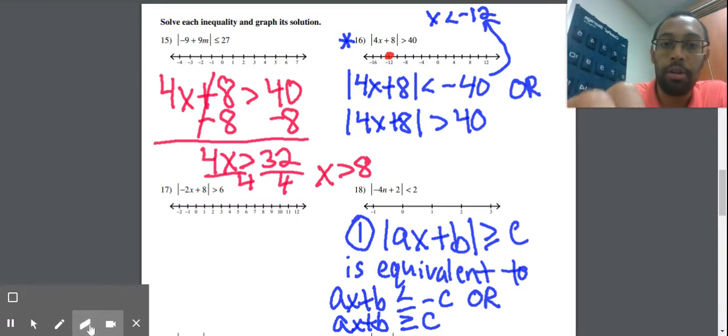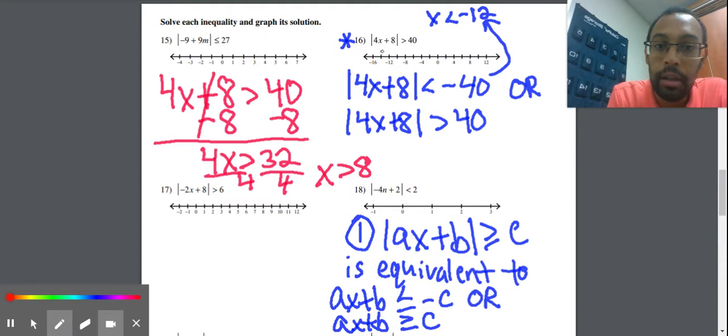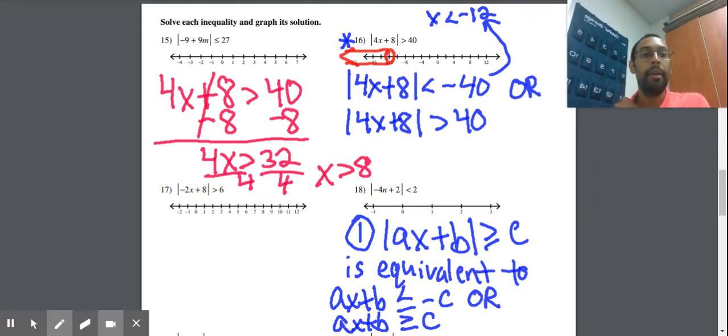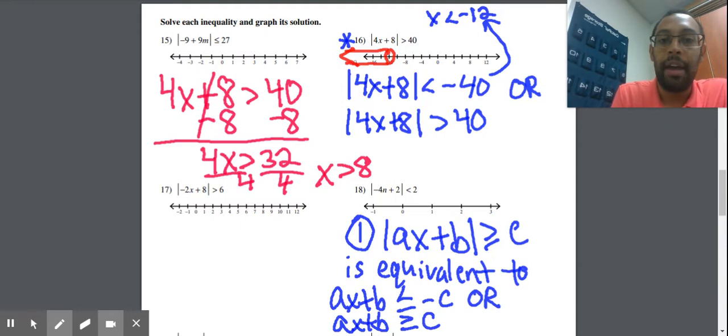So less than negative 12, this is an open circle. And then everything to the left of this is a solution. When it's less than or greater than, it is an open circle. And when it's less than or equal to or greater than or equal to, because of the equal to, it is a closed circle. And then we have x greater than 8. So here is 8. It's an open circle. And then everything to the right is an answer.